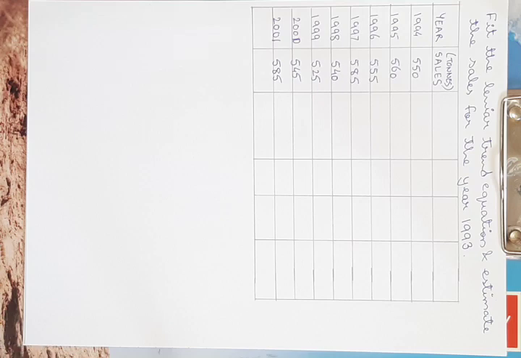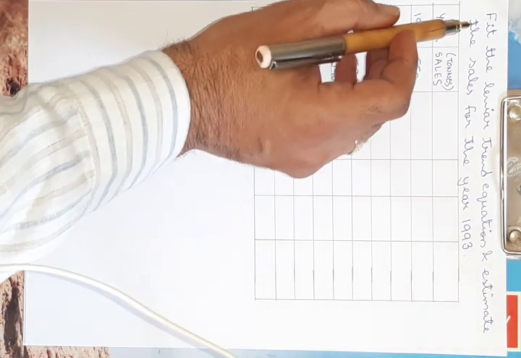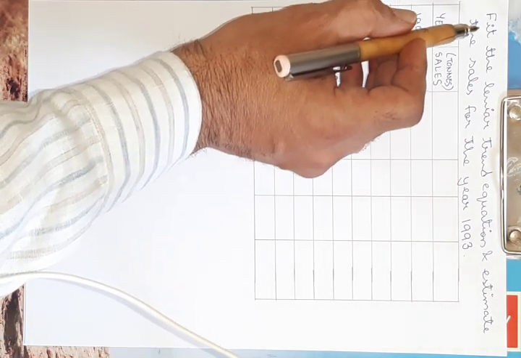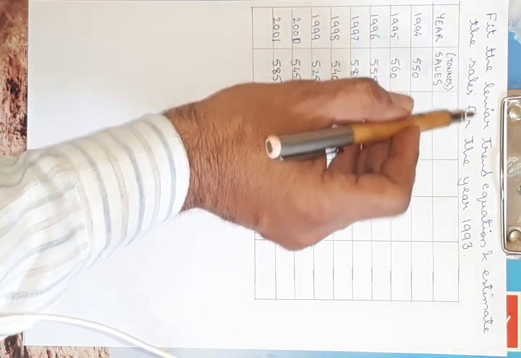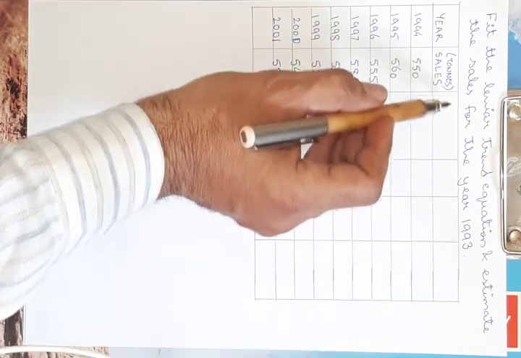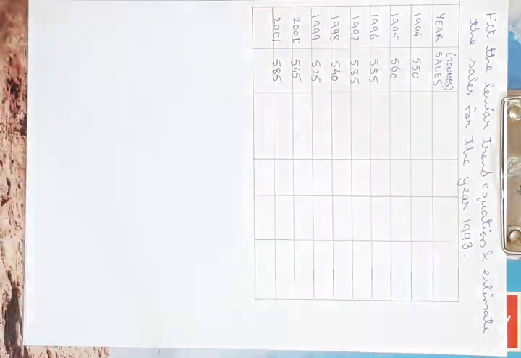Hello friends, today we are going to see a time series analysis problem, using the method of least squares. Here an equation is given, that means fit the linear trend equation and also estimate the sale for the year 1993.